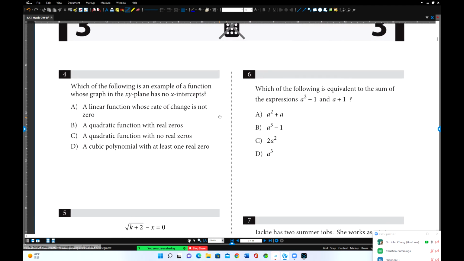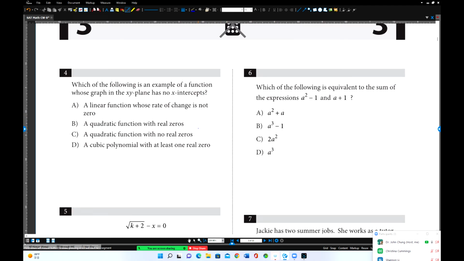Alright, number 2 over here. Which graph in the xy plane has no x-intercept? No x-intercept. Linear function whose rate of change is not 0. Only a linear function whose rate of change is 0, what is that? 0 slope. Only horizontal, right?